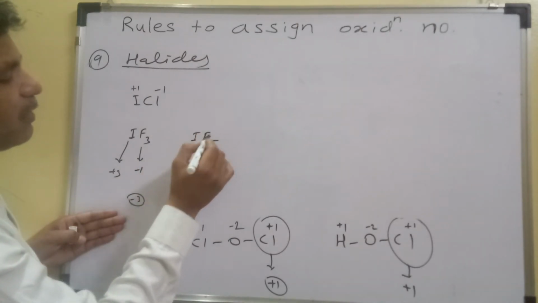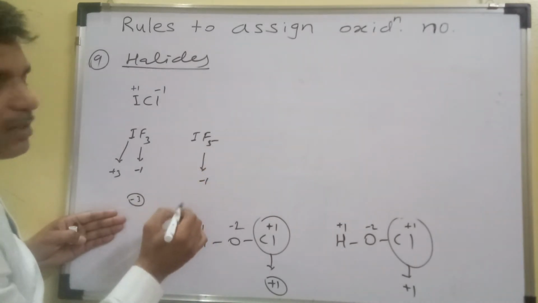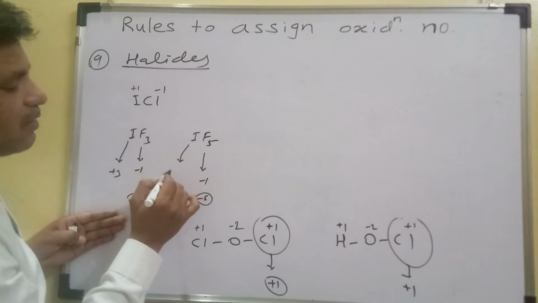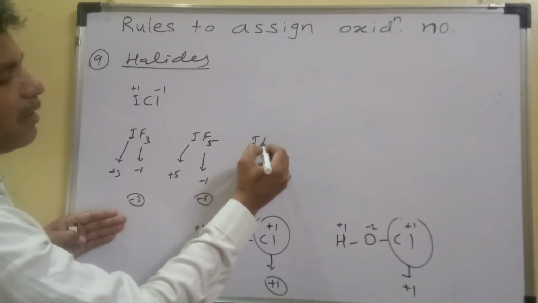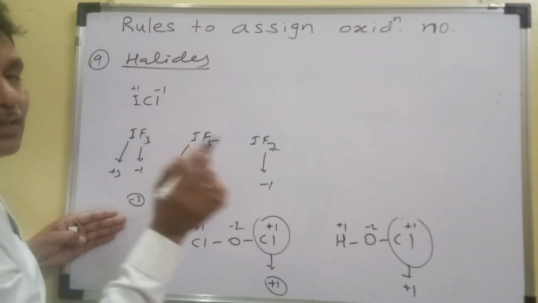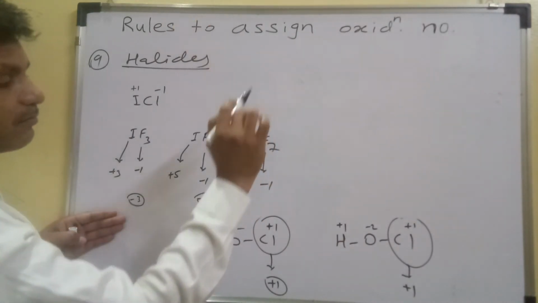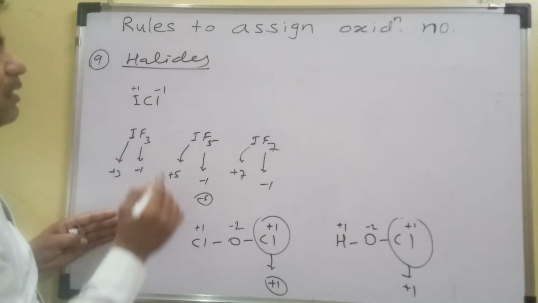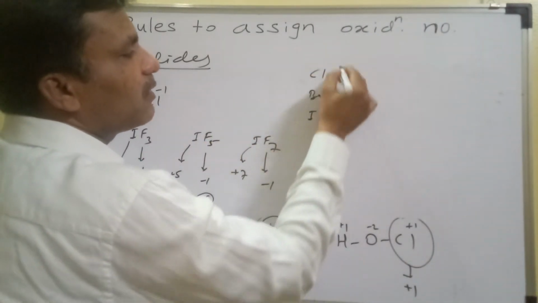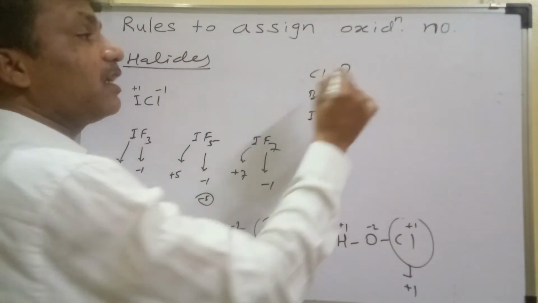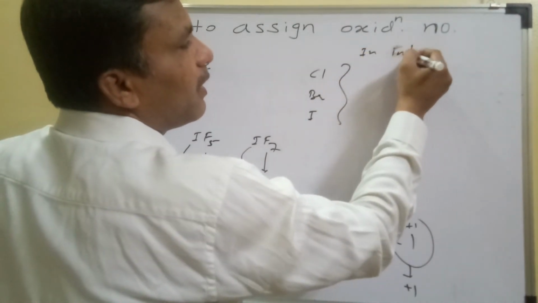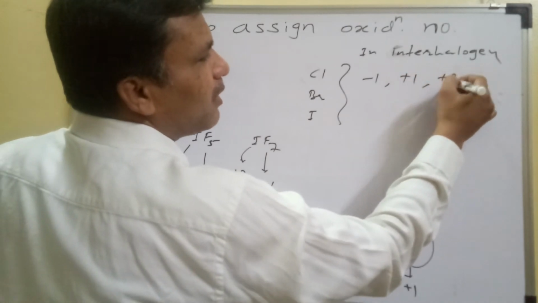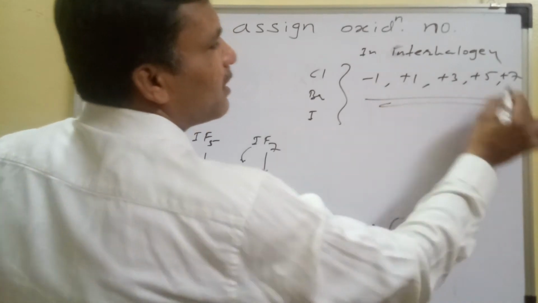Next is IF5, the fluorine has -1 oxidation number, and the total charge on the fluorine is 5 into -1, it is -5. To balance this, iodine must carry +5 charge. Or IF7, here one fluorine carries -1 charge because fluorine has always -1 oxidation number due to its high electronegativity. And iodine, to balance this -7 charge, must carry +7. That means chlorine, bromine, iodine carry different charges in interhalogens. In interhalogens they carry -1, +1, +3, +5 and +7 oxidation numbers.